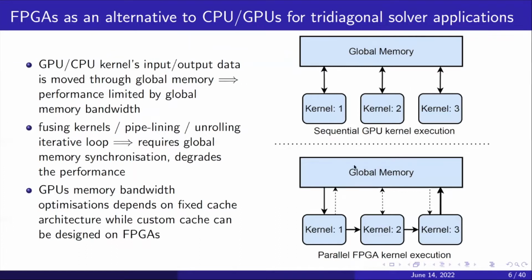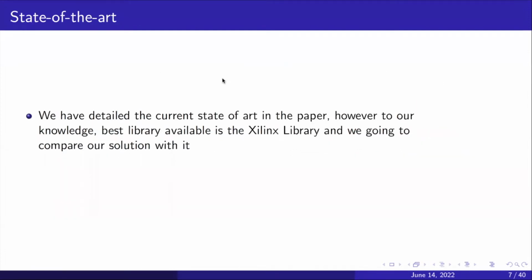In contrast, FPGAs focus on kernel-to-kernel communication, and it focuses on internal data flows. This helps to do optimizations like fusing, pipelining and unrolling the iterative loop on FPGA more easily, and to get better effective memory bandwidth even with lower global memory bandwidth. Detailed information on the current state of the art is available in the paper.